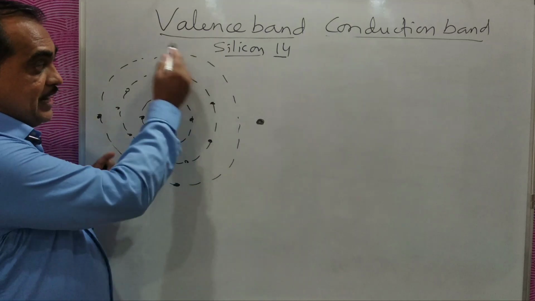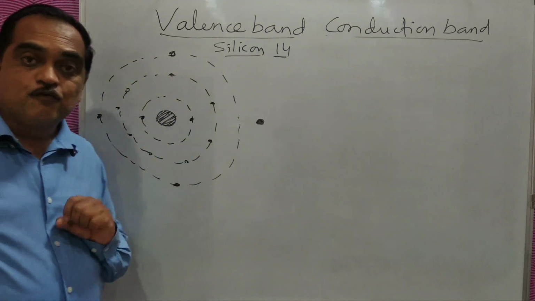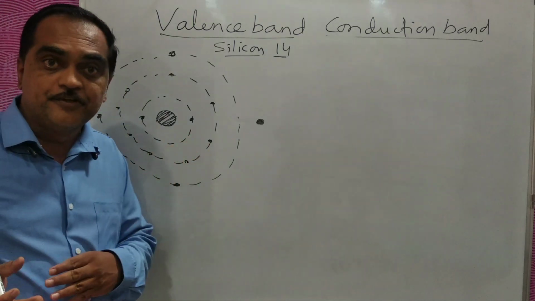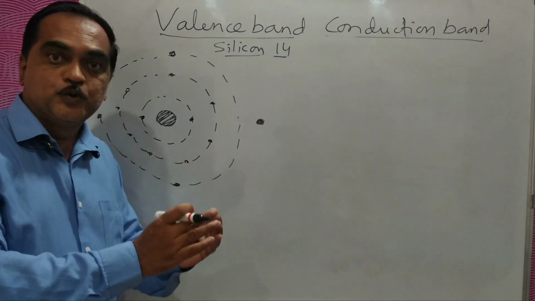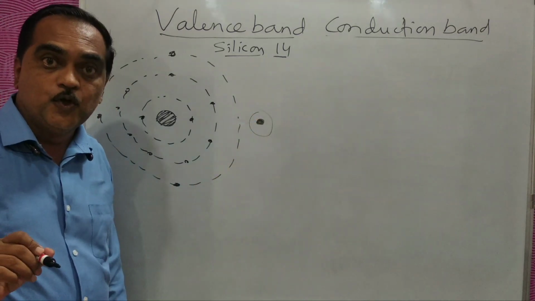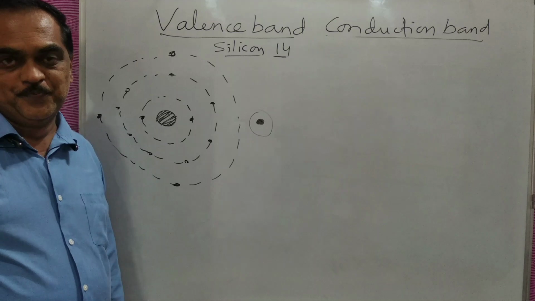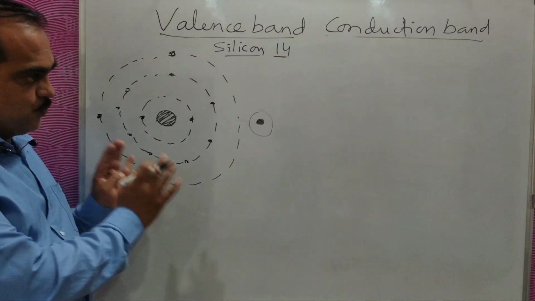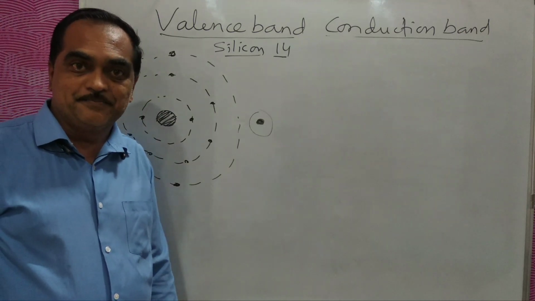Now, when it was in the last orbit, that electron was called a valence electron. But now, because of an external force, if it has come out, then it will be called a free electron or conduction electron. Free electron or conduction electron. Now we are speaking about a single atom.